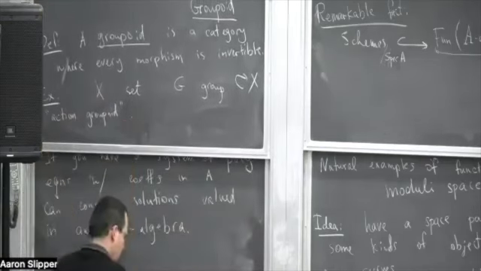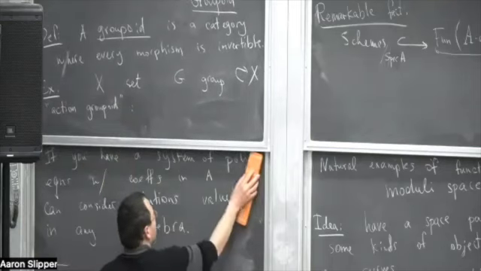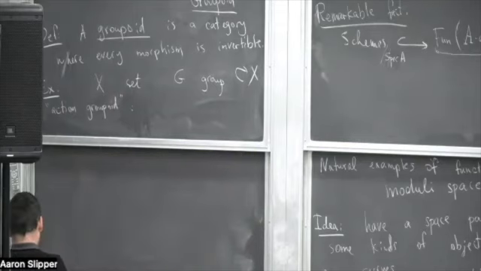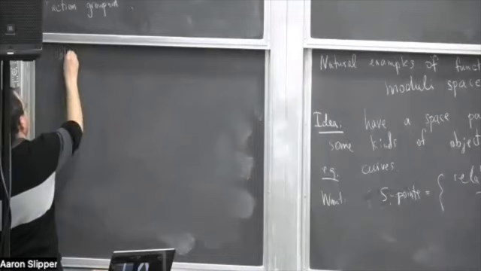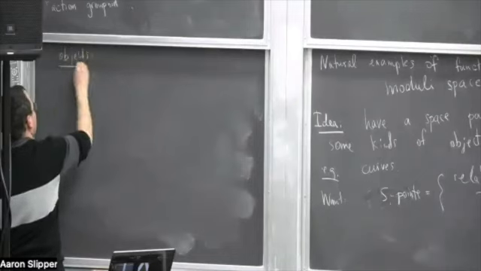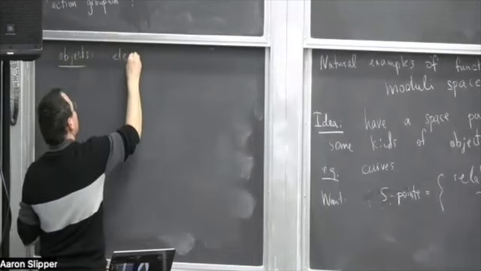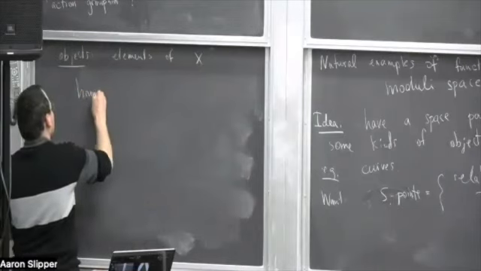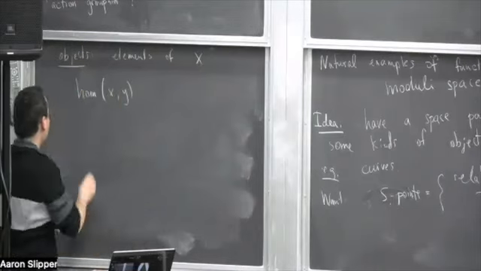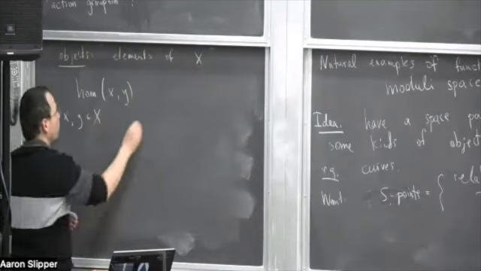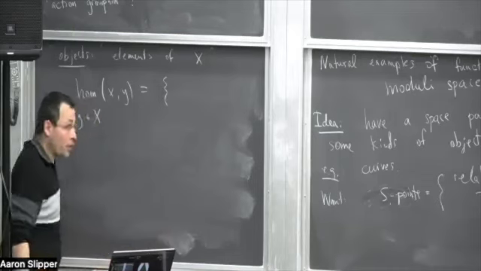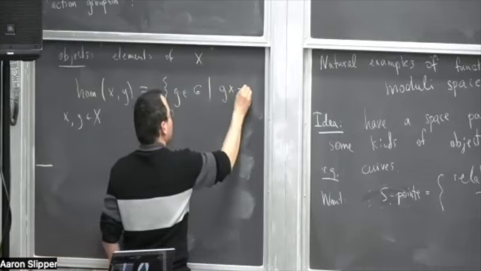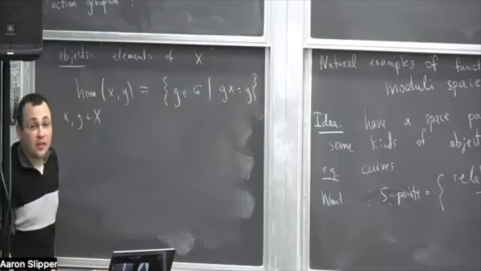It's the following thing. So let me name it as a category. So the objects are elements of X. And from X to Y, so X and Y here are elements of X. This is the following thing. This is the subset of all elements of the group that take X to Y. That's the set of morphisms.